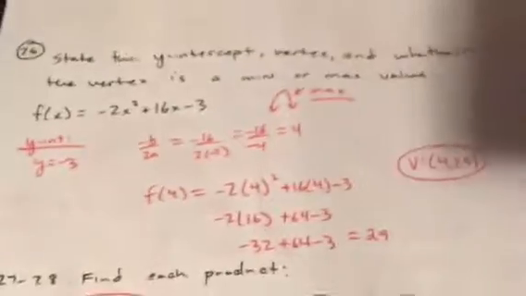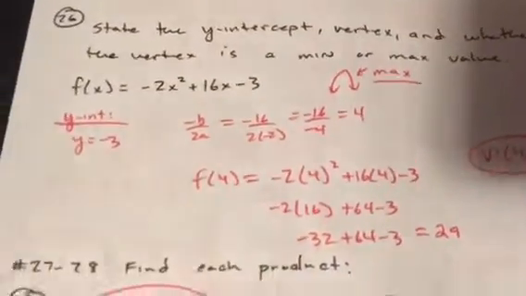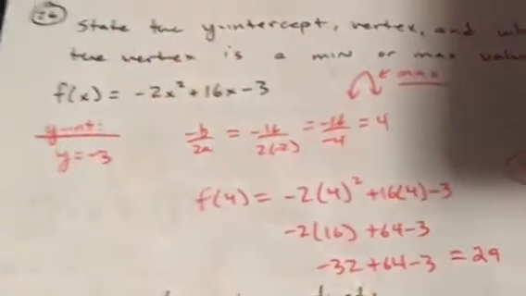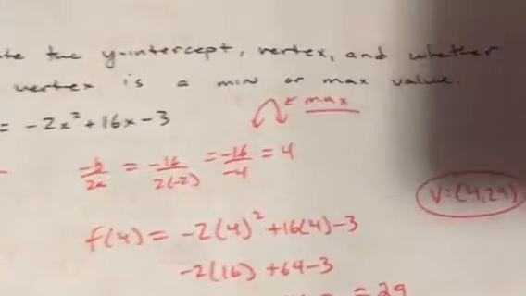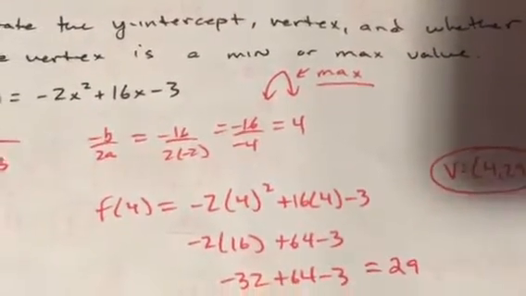All right, 26 might be one of the more challenging ones. First off, the y-intercept should be pretty easy. It's what's left over when x is 0, and that would be a negative 3. Then, because it's a negative x squared, it makes the igloo, which has a max. So 2 of your 3 answers are easy to get.